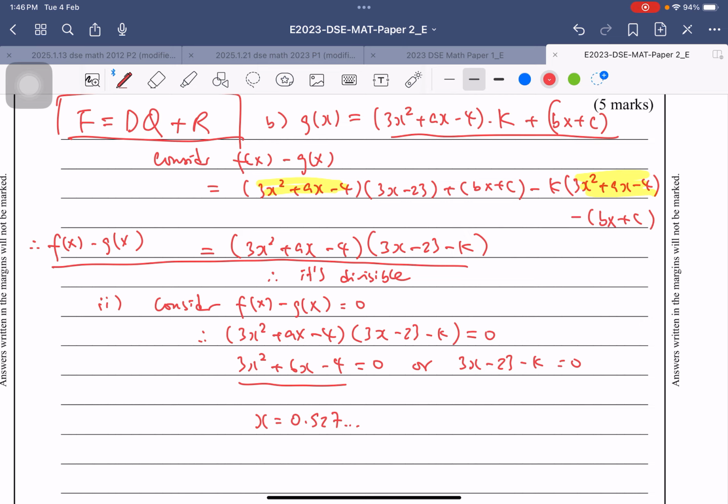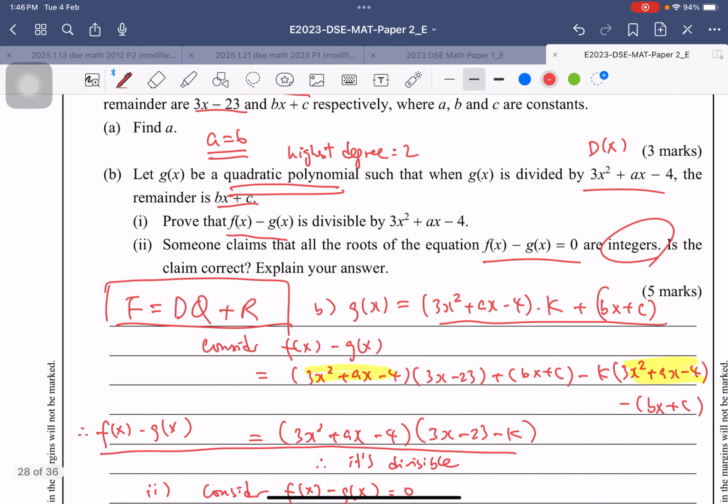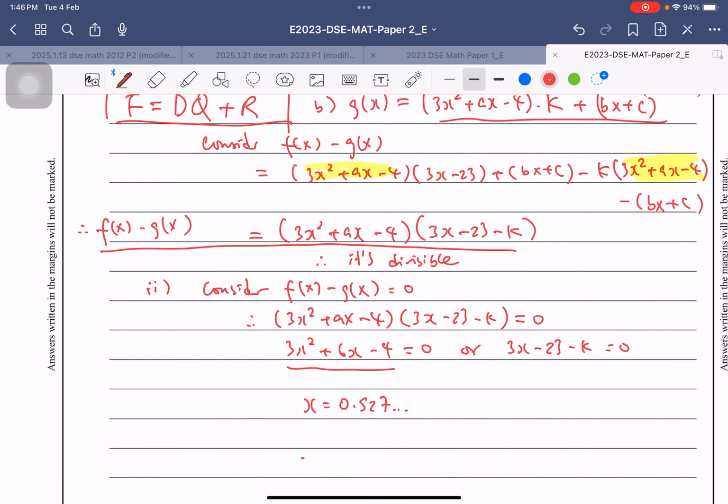0.527 something. So this is not the integer. Do you still need to calculate the rest? No, because they're asking, are they all integer? All the roots. So if one of the roots is not integer, then the claim is false. Is wrong. Okay? So not all the roots are integer. This type of polynomial question is, in A2, the easiest question to do. So don't give it up. Okay, they always ask like this format.